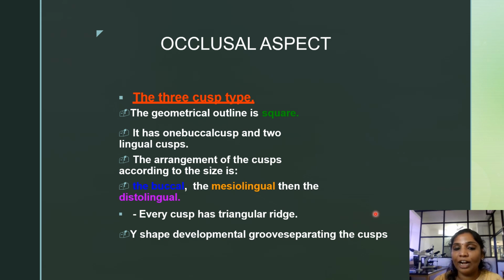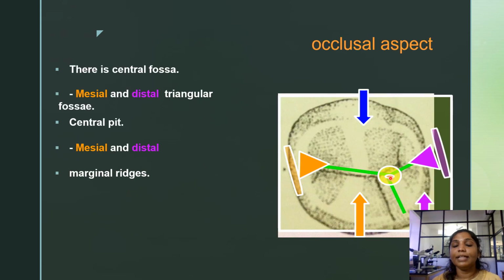Every cusp has a triangular ridge, and there is a Y-shaped developmental groove separating the cusps. There is a central fossa here and also mesial and distal triangular fossae present just like the maxillary premolars, and it has a central pit and the mesial and distal marginal ridges are also present. See here, this is the Y-shaped groove separating the cusps.